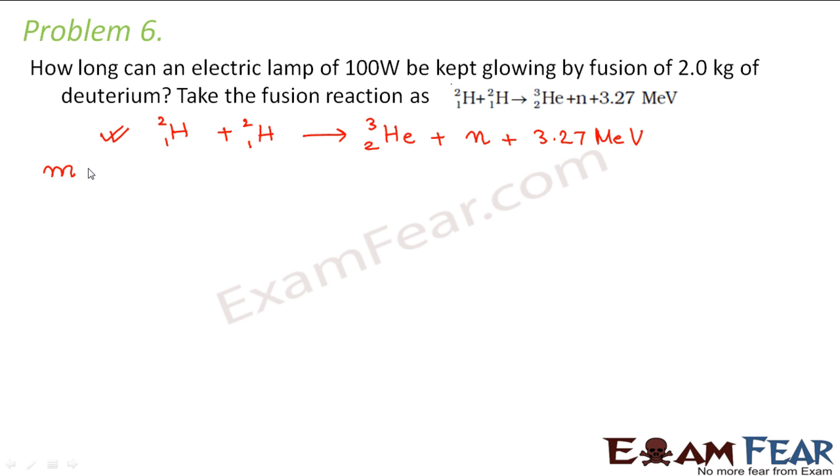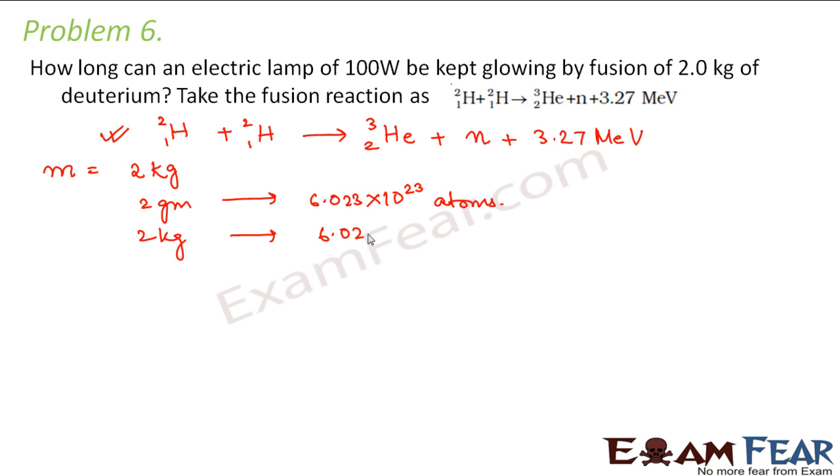Now here in this problem it is given that mass of deuterium is 2 kgs. So how many atoms will be there in 2 kgs of deuterium? Now if you look at it, the mass number here is 2. So that means 2 grams of deuterium has 6.023 into 10 to the power 23 atoms. So therefore 2 kgs of deuterium will have 6.023 into 10 to the power 23 divided by 2 into 2 kgs, so 2 into 10 to the power 3 grams. So that is equal to 6.023 into 10 to the power 26 atoms.